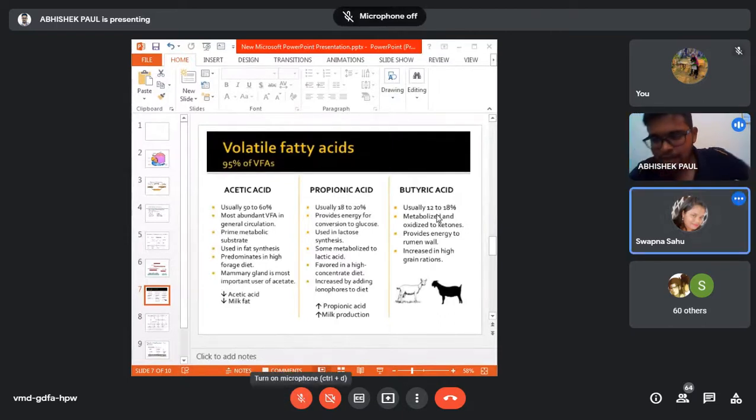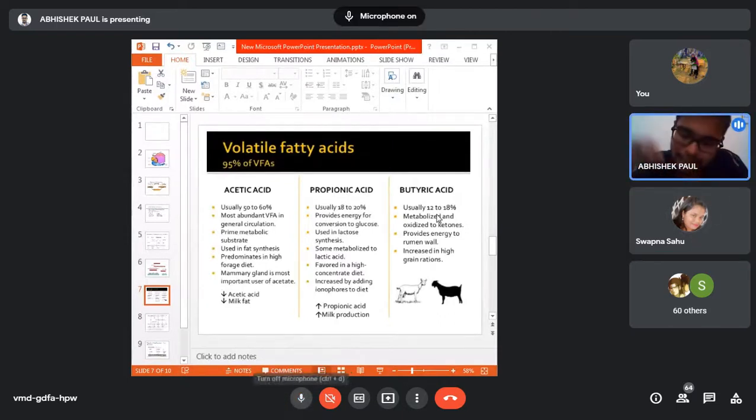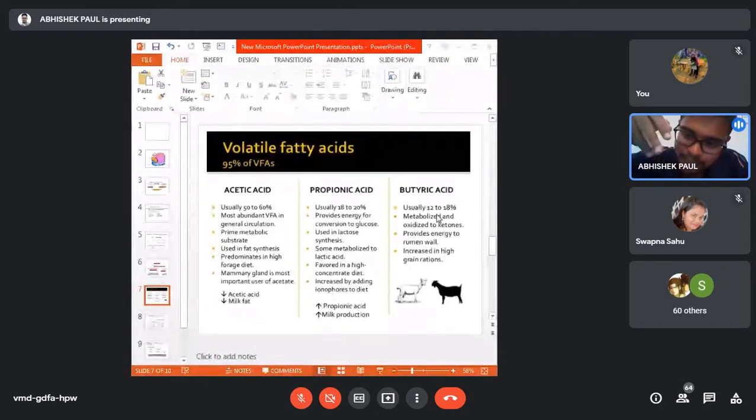Okay, in the wall of the rumen, there are certain papillae, finger-like projections. For the development of rumen papillae, butyric acid is very, very important. So this is the major function of butyric acid.